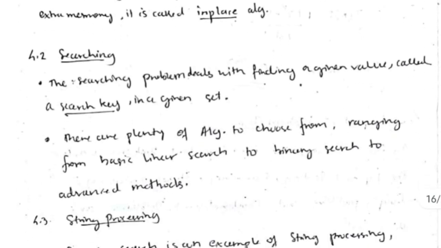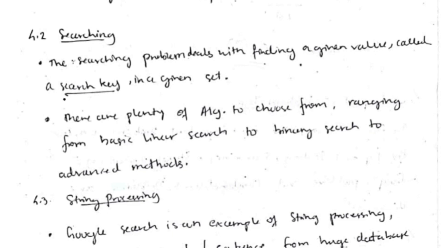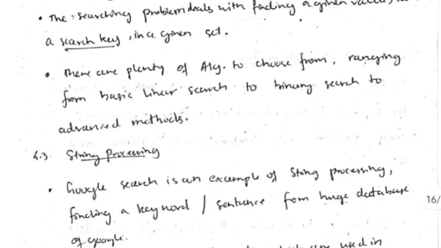And the next one is searching. Searching means we have to find a given value from a set of elements. Okay, so there are many algorithms for that. It depends on the database, which is larger or shorter. Okay, like binary search or linear search.